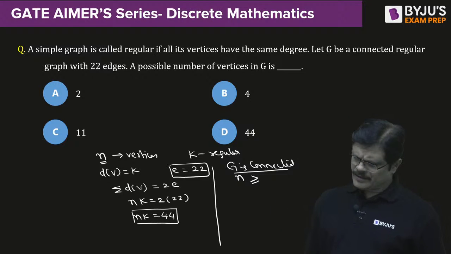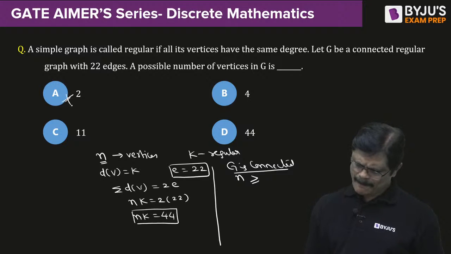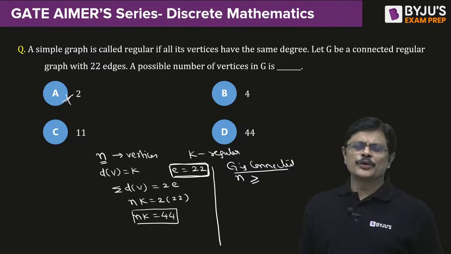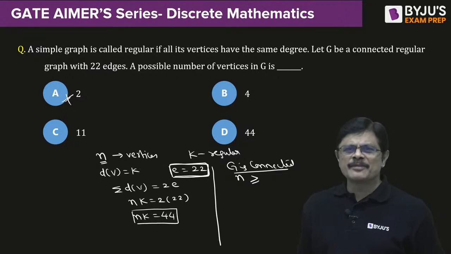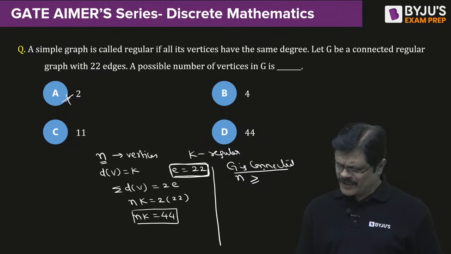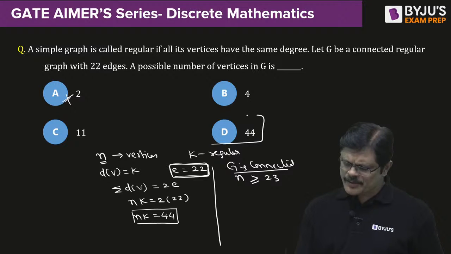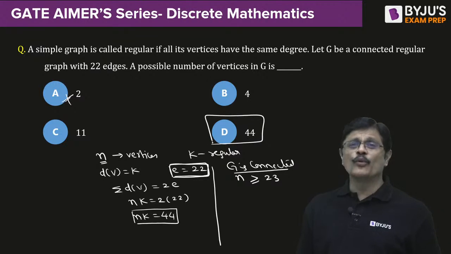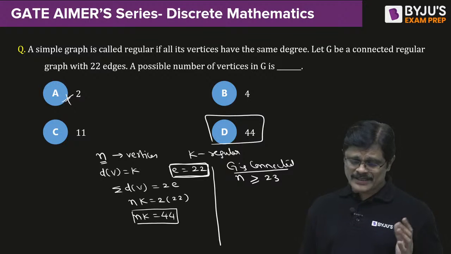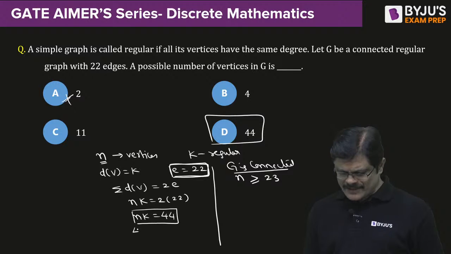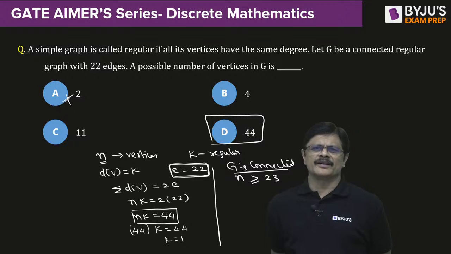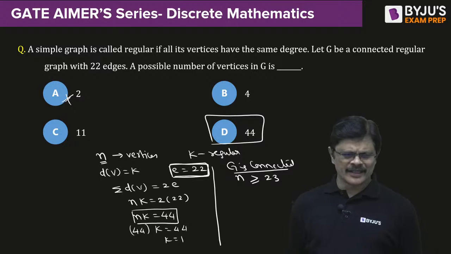I think this number is given wrongly, because 2 is not possible. Connectedness, if it is having 22 edges, means minimum 23 vertices should be there. That means the only possibility is it should have 44 vertices. 44 vertices means the degree of each vertex should be 1. How is this possible, sir? I think none of them is possible.